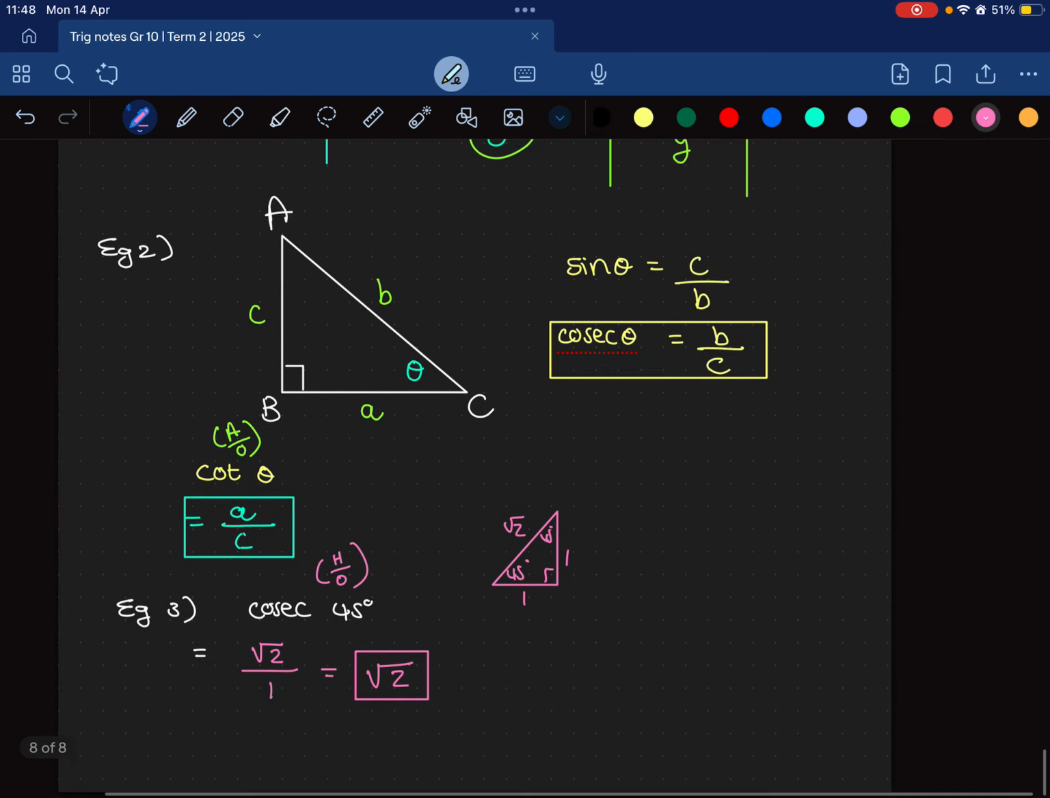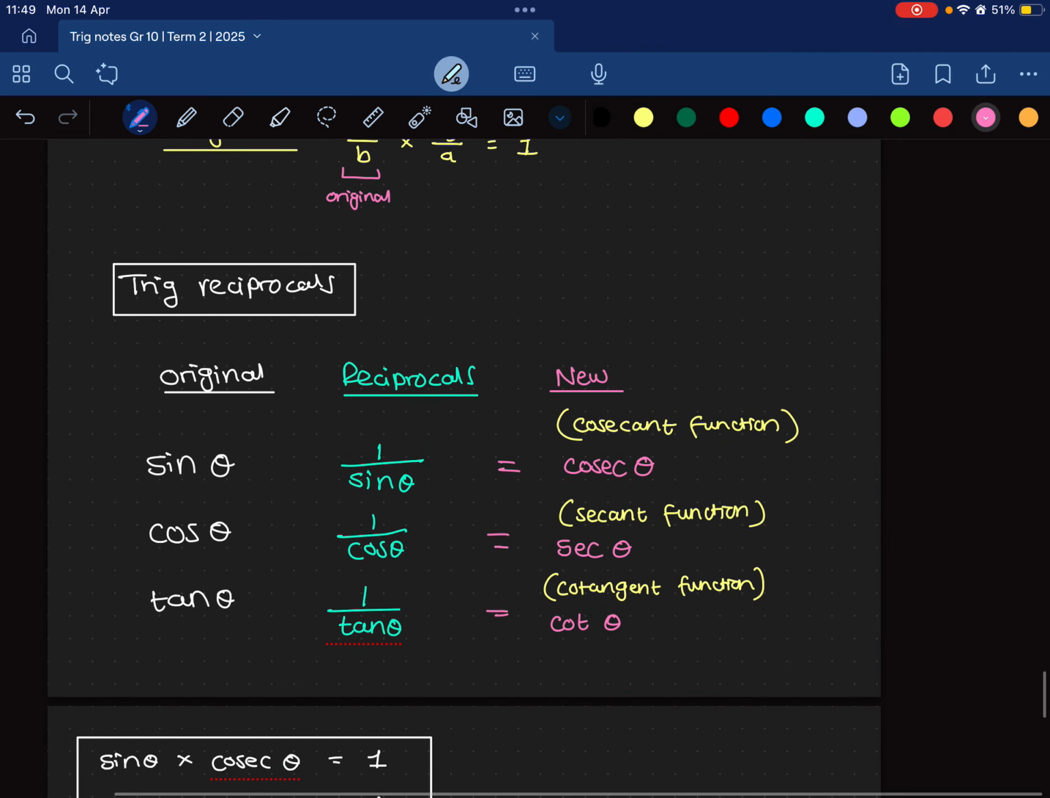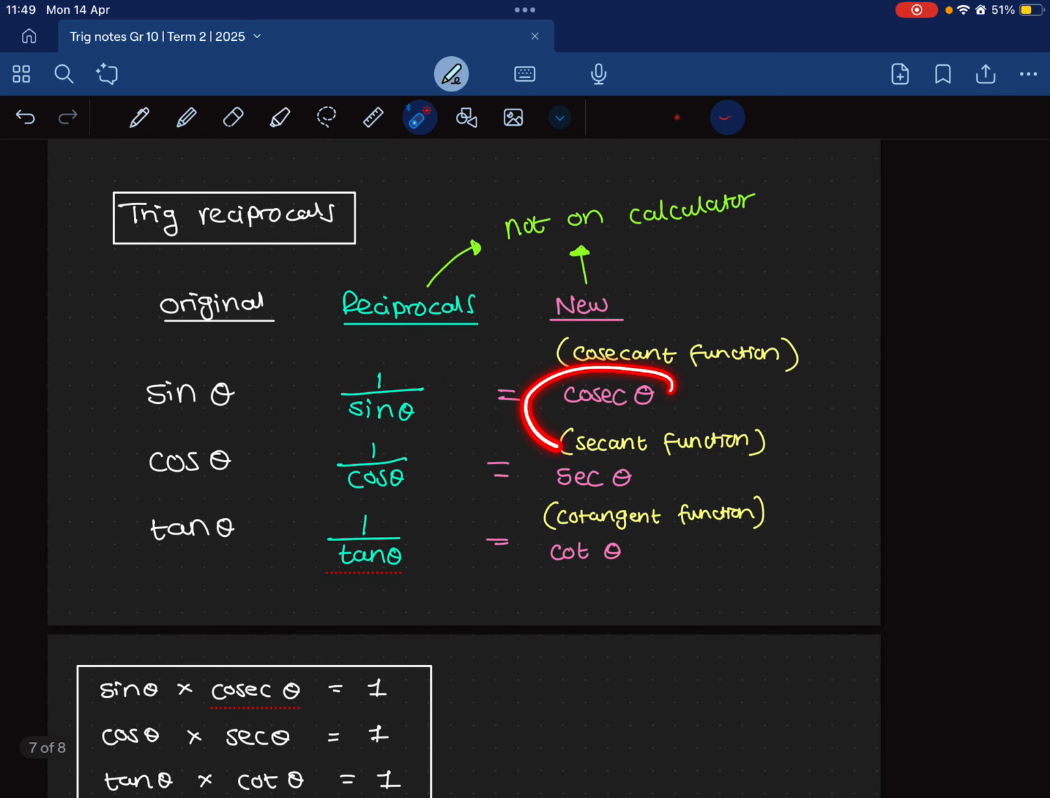Okay, important to take note is that these reciprocals are not on the calculator the way that sine, cos and tan are. So if you're computing it, you can compute it on your calculator as 1 over the sine of whatever you're trying to find. But there's no other way to do it. So there's no computing cosec directly onto your calculator the same way that you can compute sine of theta.